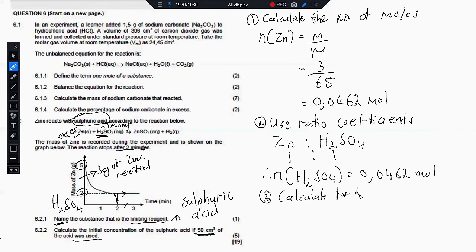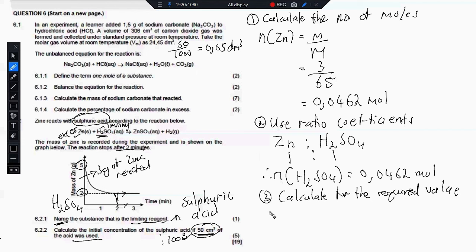Then number 3, we said, is now to calculate for the required value. In this case, our required value is concentration. I always say calculate for the required value because it goes back to what the question is looking for. If it's looking for mass, then your required value is the mass. If it's looking for concentration, then your required value is the concentration. So I hope that makes sense. Then your volume, note that it's given in cubic centimeters, so we still need to first divide by 1,000. So 50 divided by 1,000 gives us 0.05 decimeter cube, right?